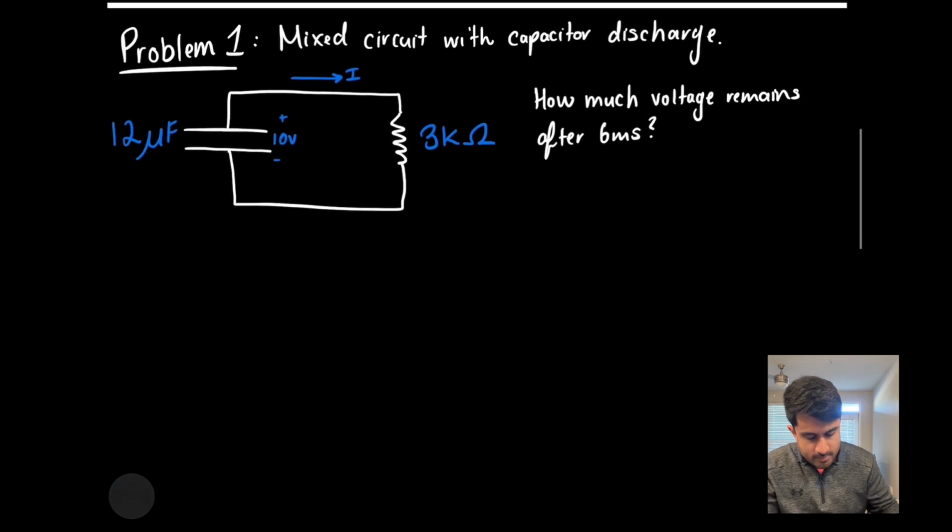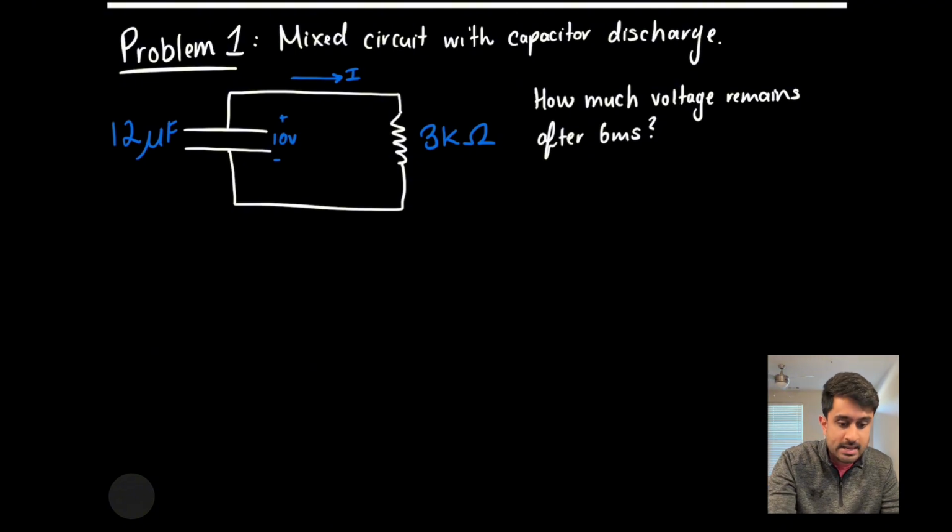This problem number 1, we have a mixed circuit with a capacitor discharge. Looks like we had a 12 microfarad capacitor, which has already plus 10 volts across that capacitor, and we have a 3 kilo ohm resistor connected to that capacitor. Looks like there's some sort of discharge current going on within the circuit, and we need to find how much voltage remains after 6 milliseconds within this discharge circuit.